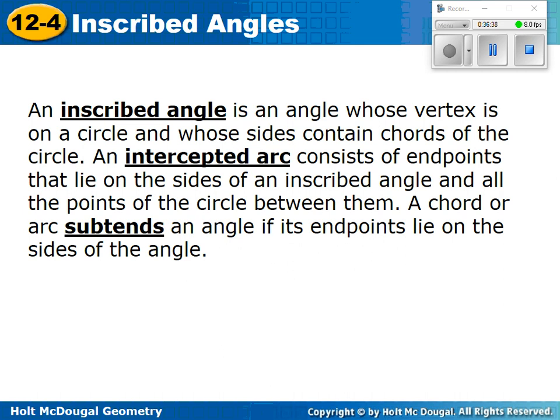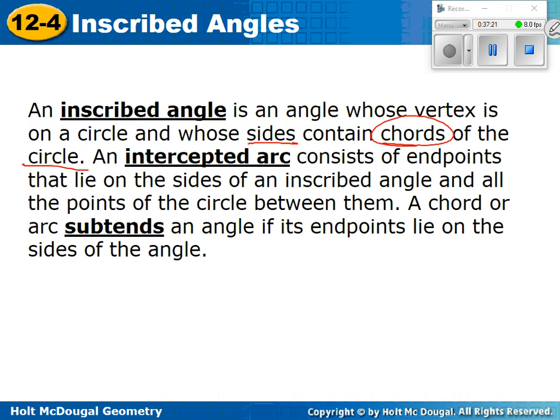The other key thing that's going to be important is for it to be actually classified inscribed, it has to have its sides being chords of the circle. So where that's going to come into play is if they give you a picture like this, even though the vertex is on the circle, this angle is not called an inscribed angle because it has a chord and a tangent. It's only inscribed if it's made up of two chords or parts of a secant, which would be chords, and its vertex is on the circle. Okay? So this is not an inscribed angle.